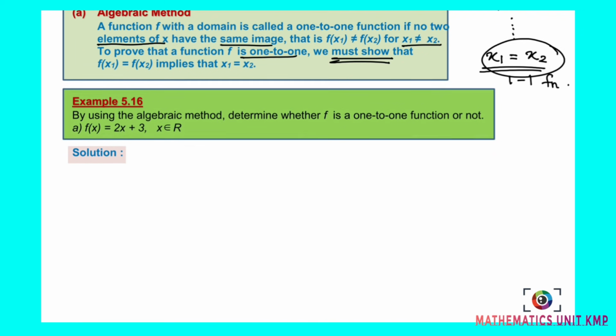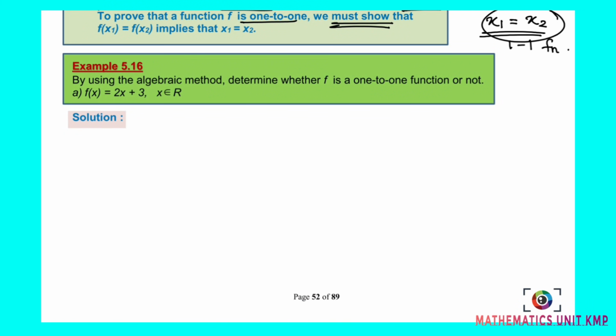So we have an example here. Example 5.16. By using the algebraic method, determine whether f is a one-to-one function or not. Algebraic method, so we need calculation. So this one, calculation.